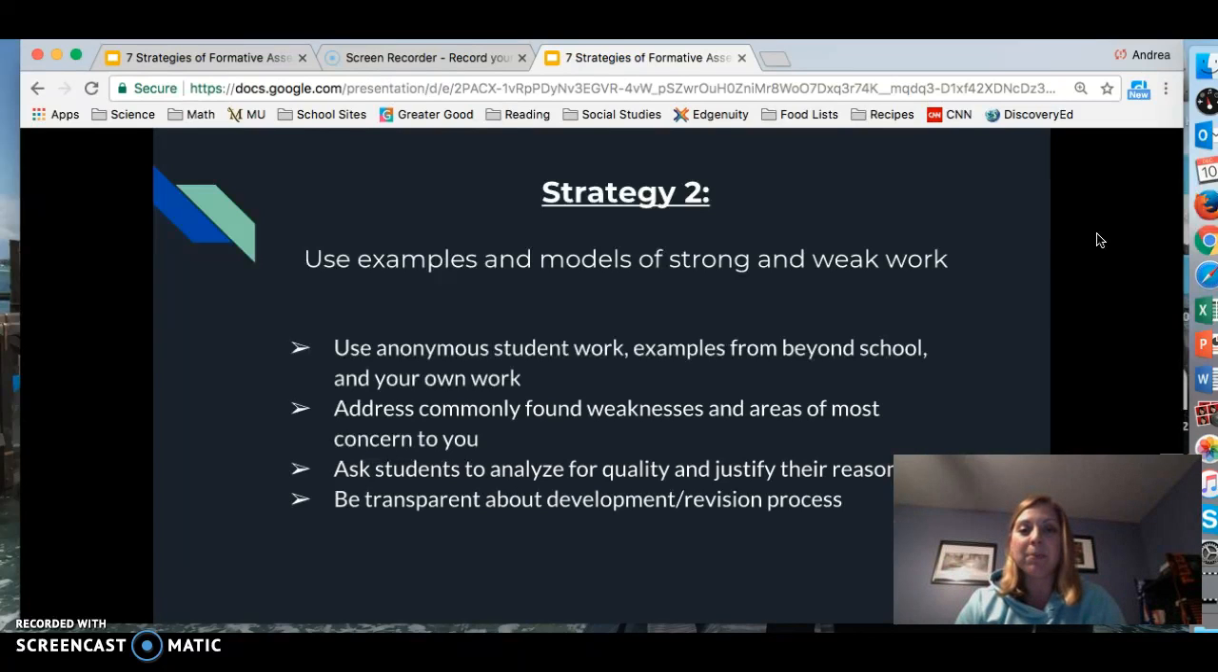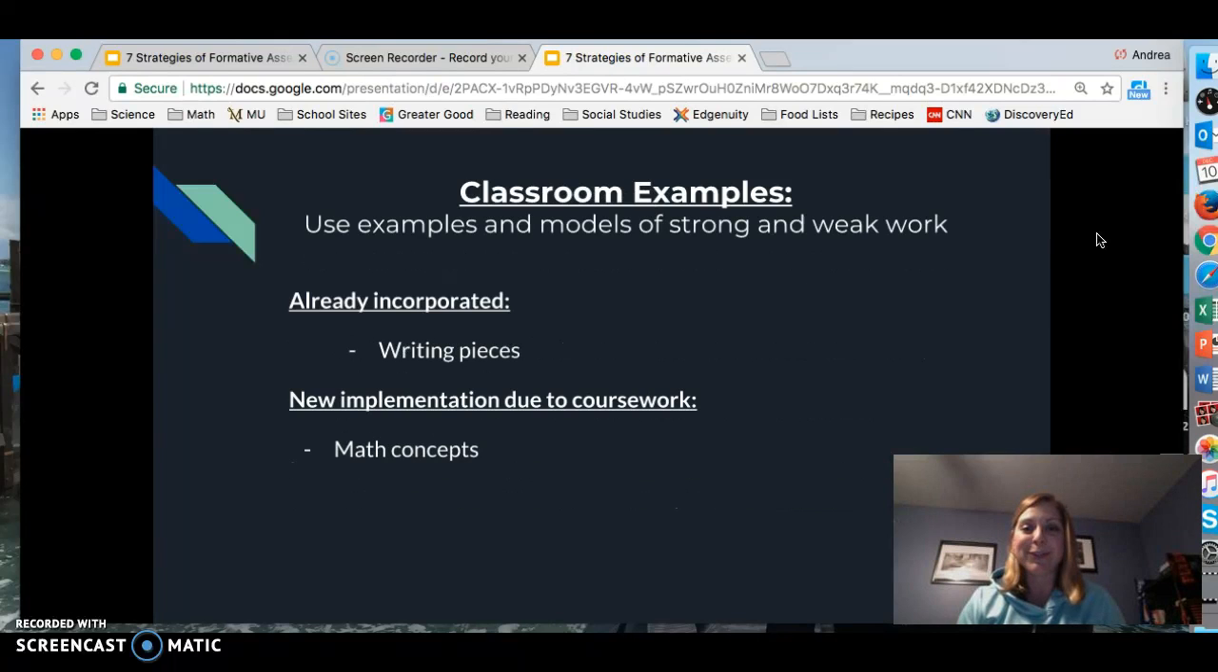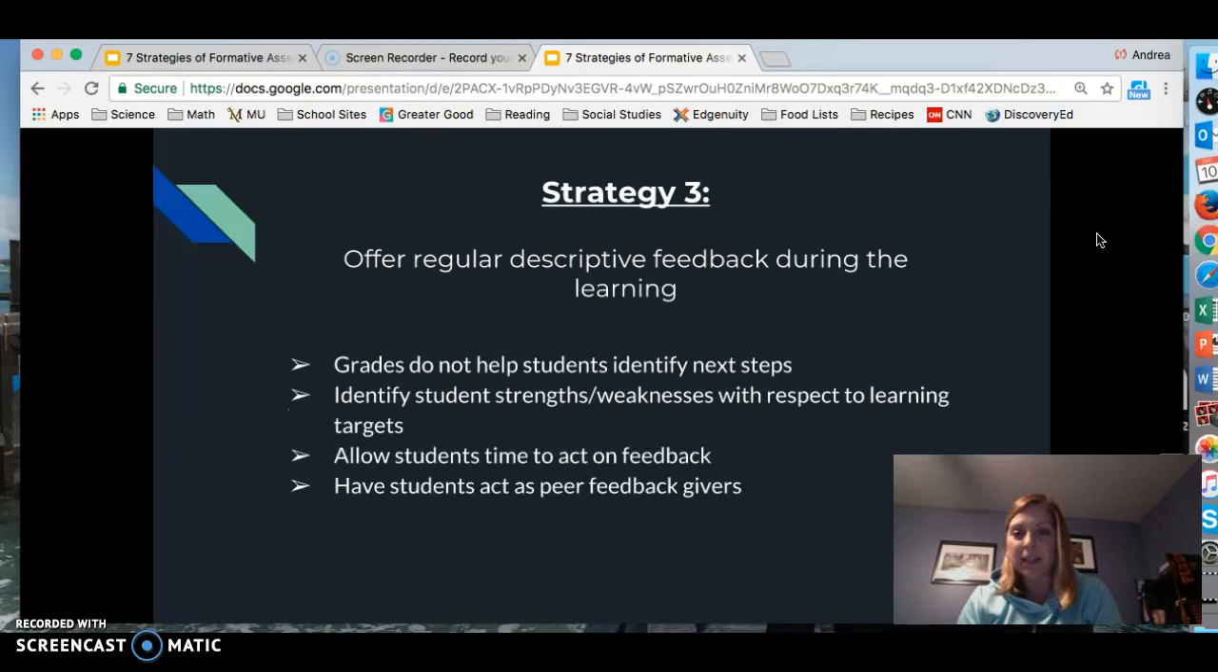Strategy 2, the examples and models of strong and weak work. This is something that I've always done a lot with my writing instruction. It just seemed like a natural way to incorporate that. But now I've been doing it a lot more in math, especially in terms of word problems, having students take a look at why the student whose example we're looking at did it well or maybe needs to improve.